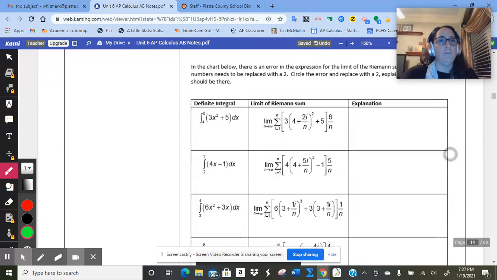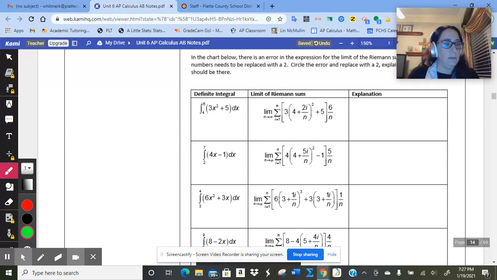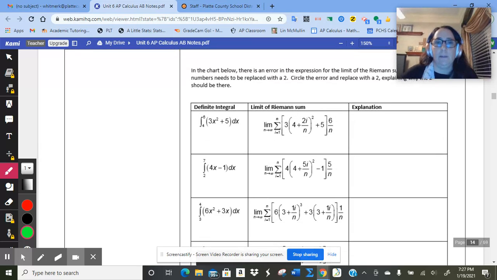Okay, so for this next one, here it says that there is an error at some place here, and I want you to find what the error is. All right, so let's look at the first one. What's my delta x? Delta x is 5 minus 4 over n. They did their delta x wrong.